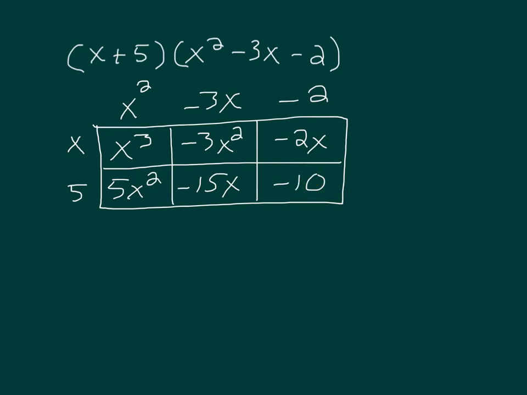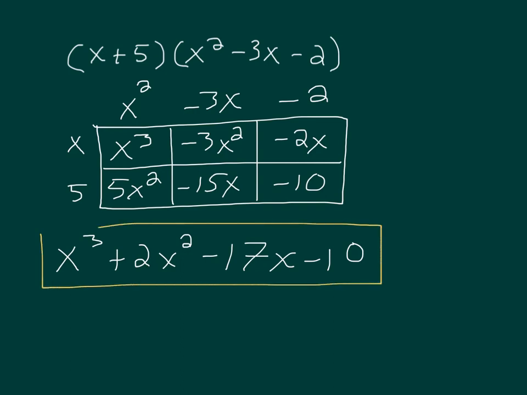All that I'm going to end up with here is an x cubed, and then I look at my x squareds and I notice that these two are like terms, so negative 3x squared plus 5x squared is a positive 2x squared. Then for my x's, I have these two are like terms. Negative 2x and negative 15x make negative 17x. And then I just have one constant term, negative 10. And that is going to be my final answer.